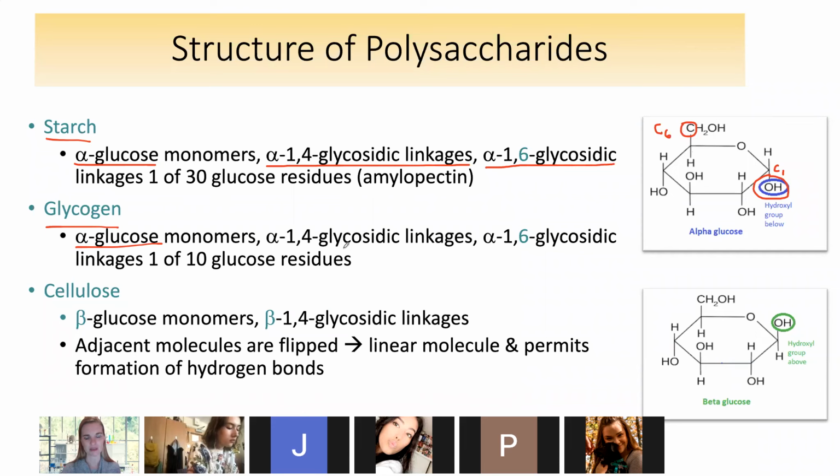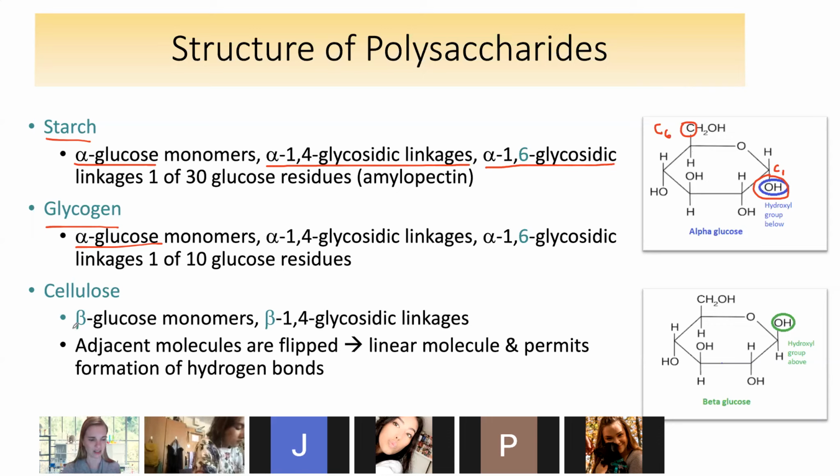The biggest difference between starch and glycogen is how often those branches come off. We can see that it's only about one every 30 glucose residues that we'll see branch in starch, where it's a little bit more frequent in glycogen. We'll take a look at what that looks like here in just a second.